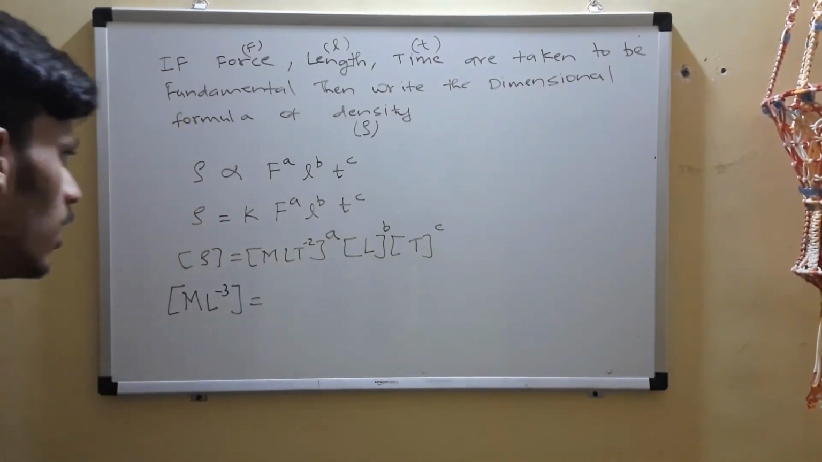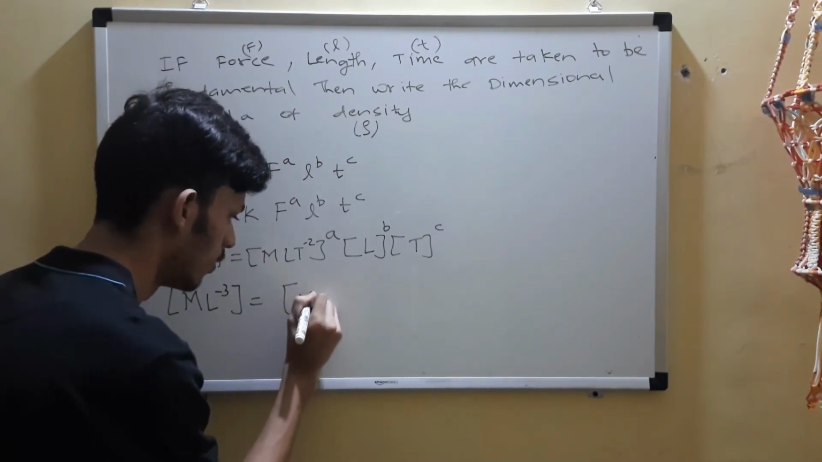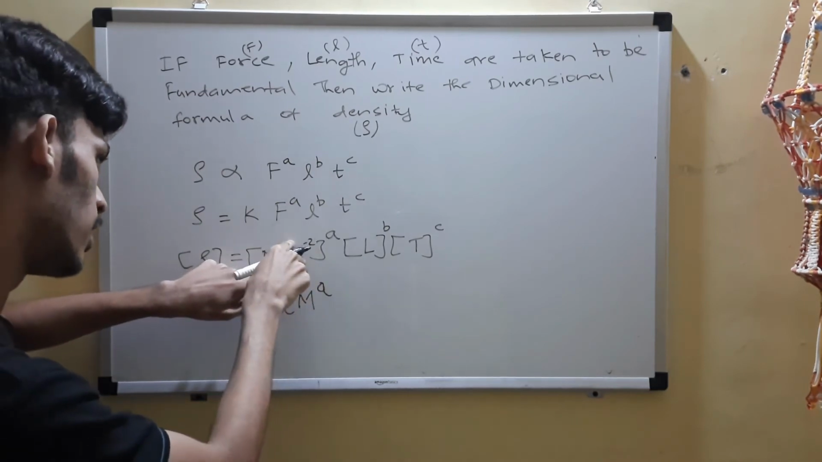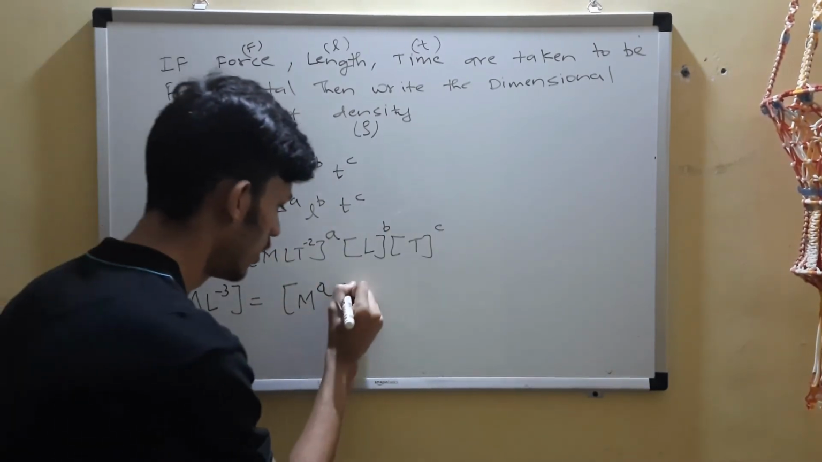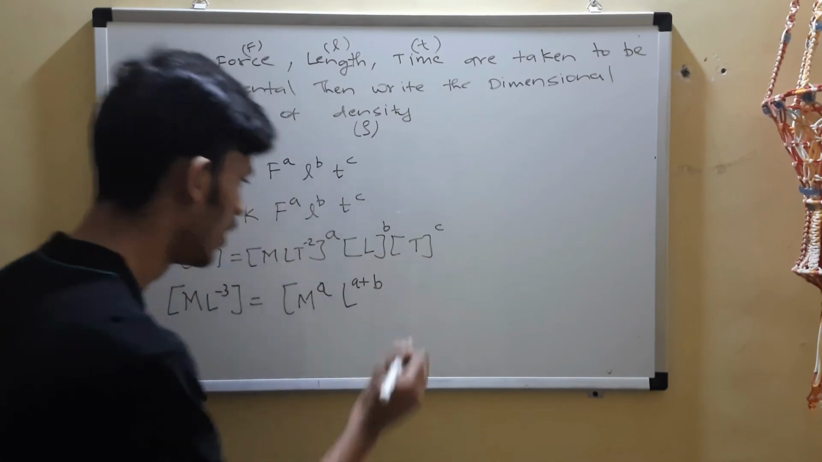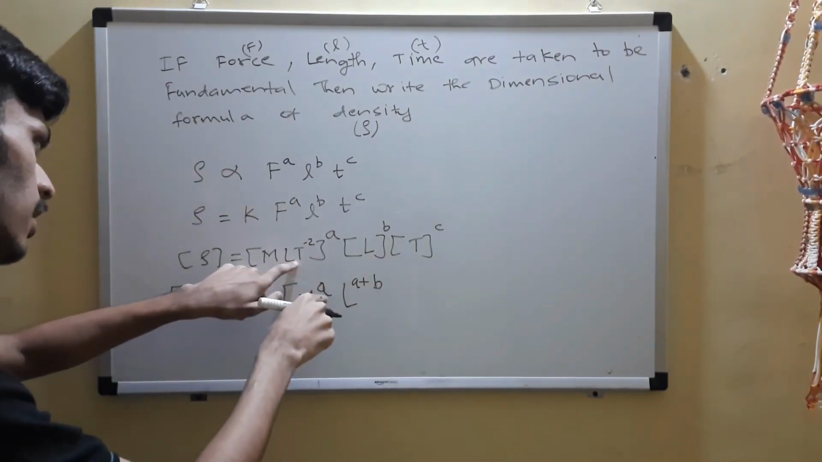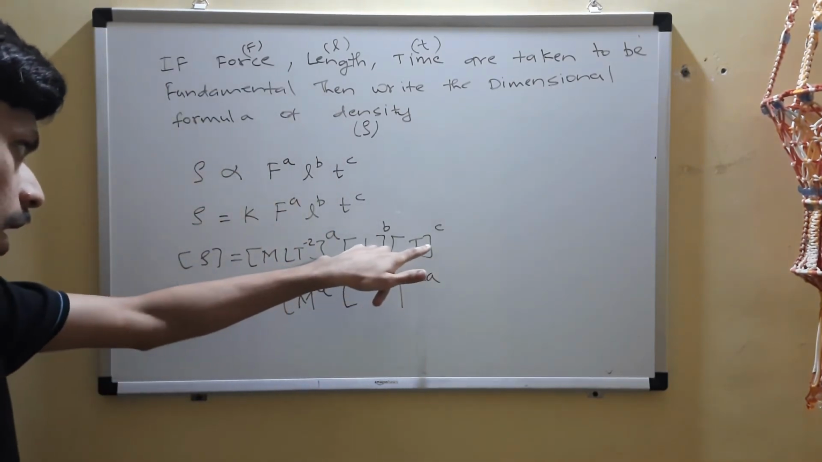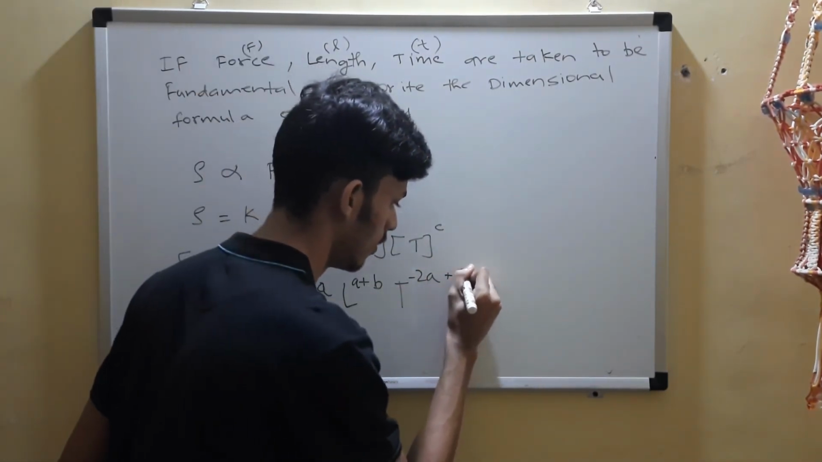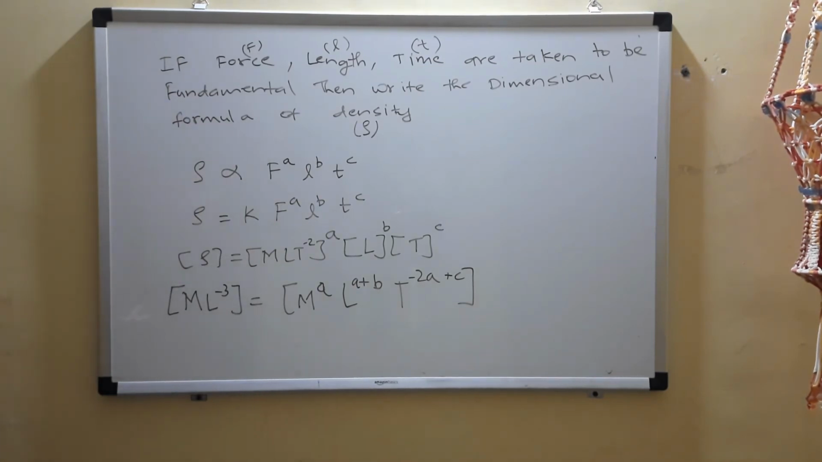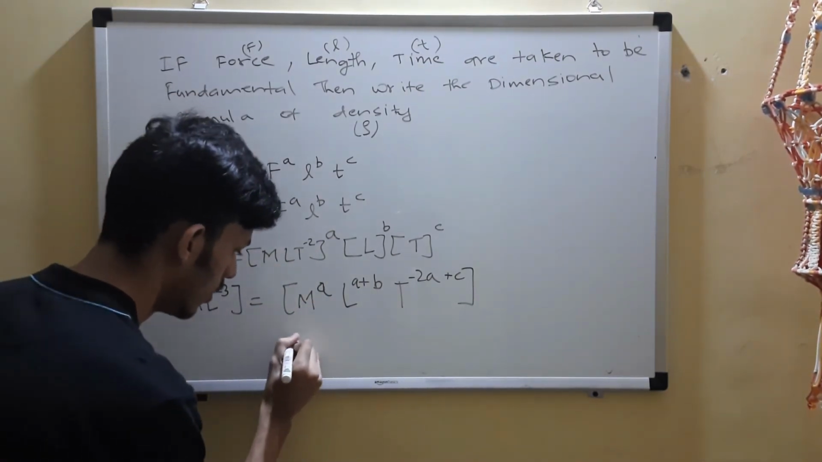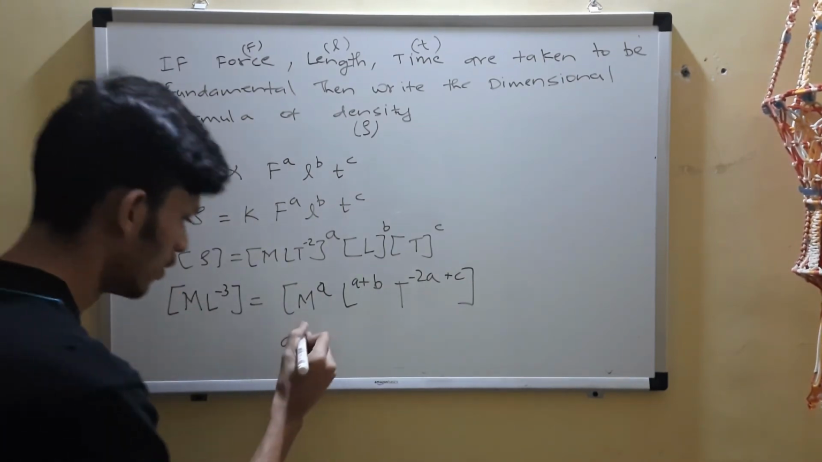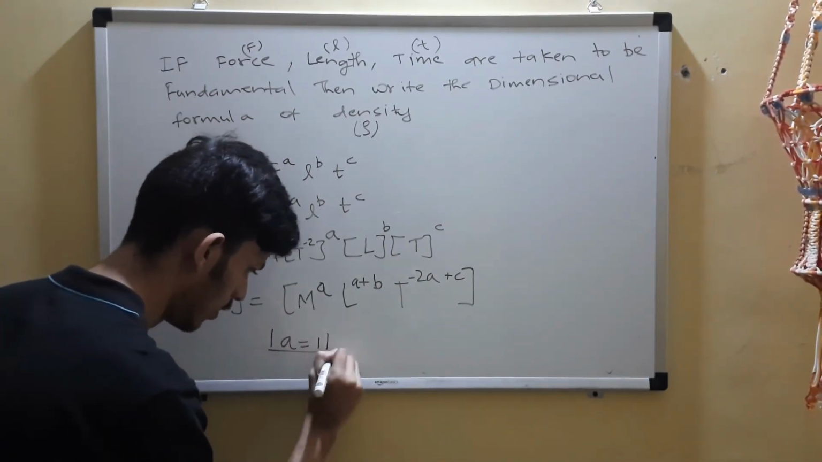Now come here. For M, there is only one M, so we directly get M raised to A. For L, we have A plus B, so L is raised to A plus B. For T, we have T raised to minus 2A, and here we also get one more T, which is plus C, which adds to this. Now the least number of variables is in M, same base, equate the power. So A, you get it to be 1.